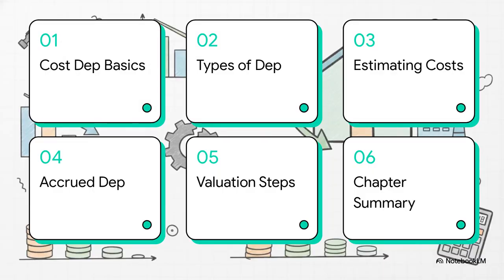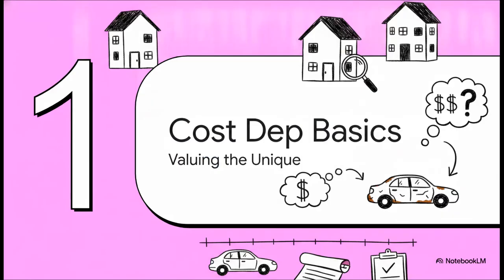Our journey today covers 6 clear stages to help structure your studying: cost depreciation basics, types of depreciation, estimating construction costs, accrued depreciation methods, the valuation steps, and finally, a chapter summary. Section 1. Cost Depreciation Basics.